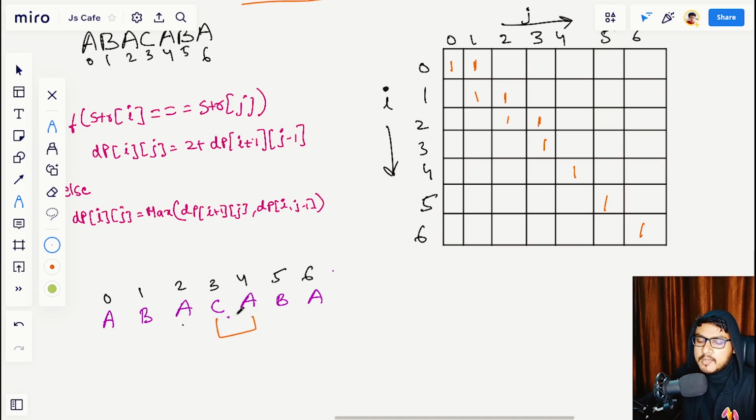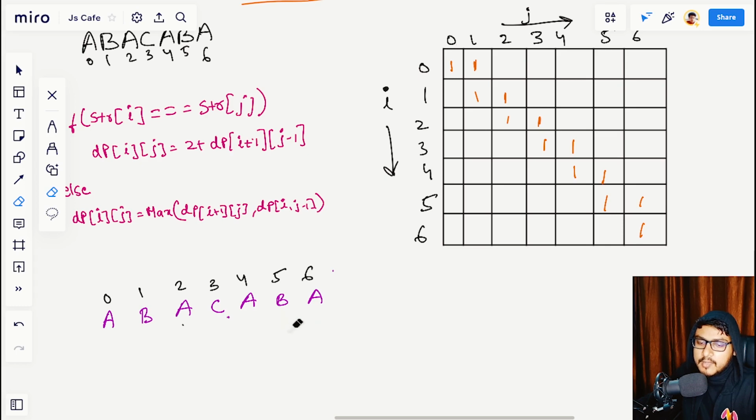C and a again not matching. So the maximum LPS at this pointer will be the maximum of this and this, which is 1. Okay. Move ahead. A and b not matching, maximum of this and this, 1. We move to this index. A and b not matching, maximum of this and this is 1. Great. We were considering 2 characters at a time.